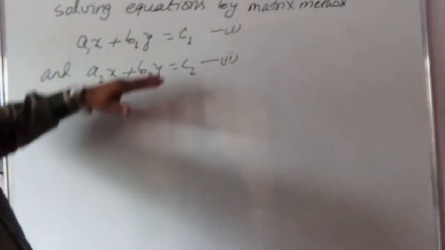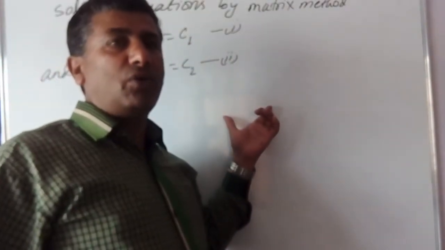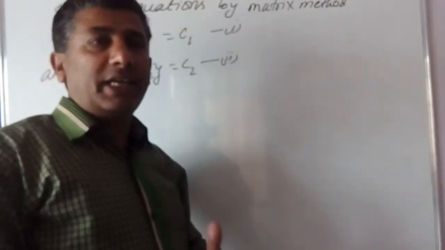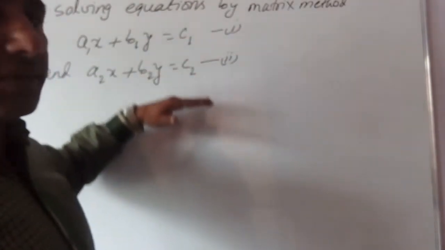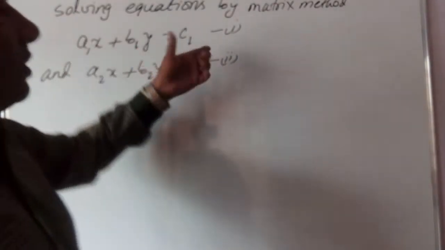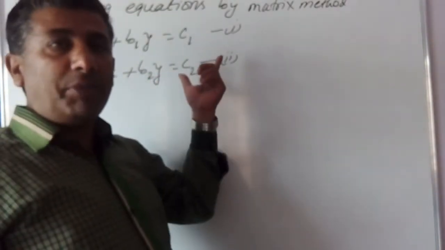Here I have taken two equations. First I'll explain the theory part, then after that I'll go to an exercise and take an example. I'll explain taking two linear equations, and I'll explain this method. Suppose these two equations: a1x plus b1y equals c1, one linear equation, and another one, a2x plus b2y equals c2. I have taken two different linear equations having variables x, y.